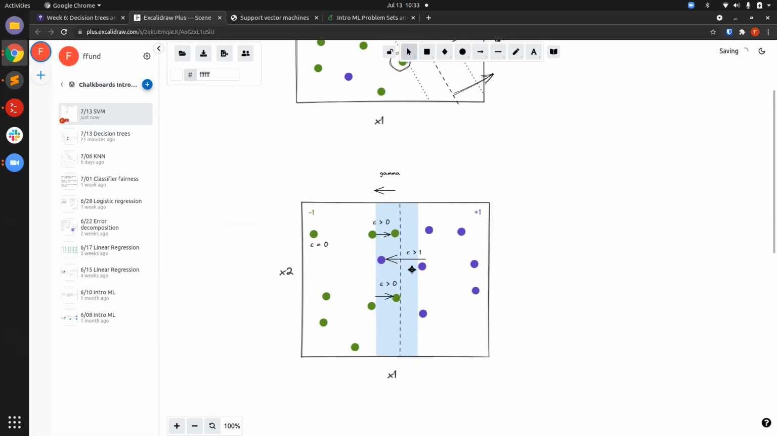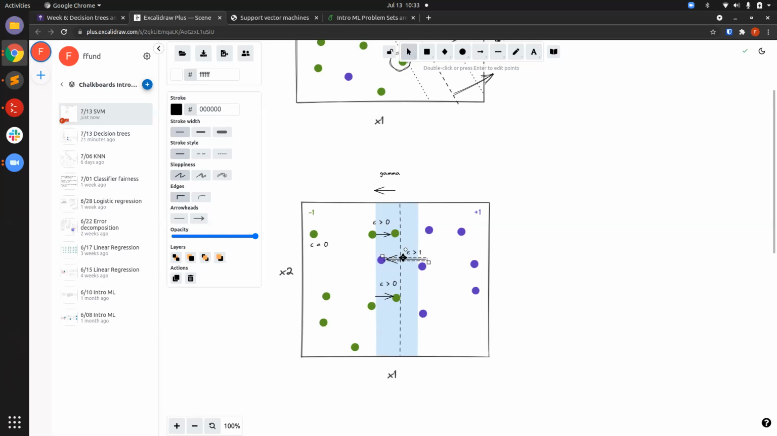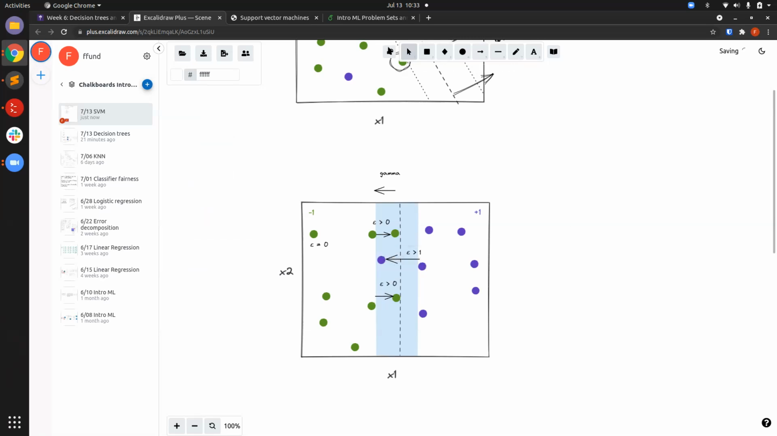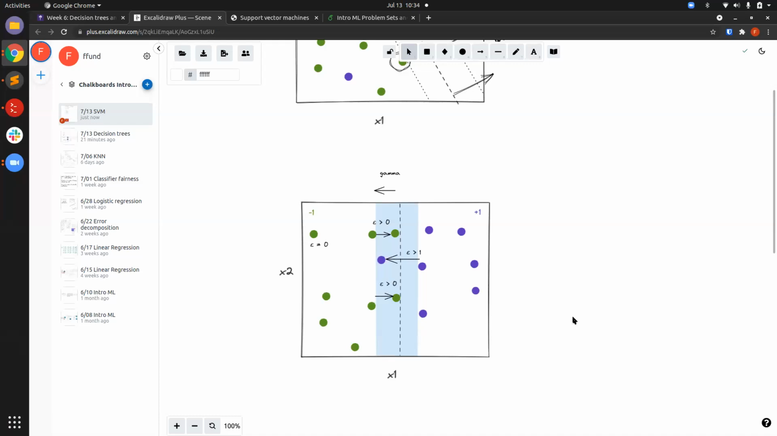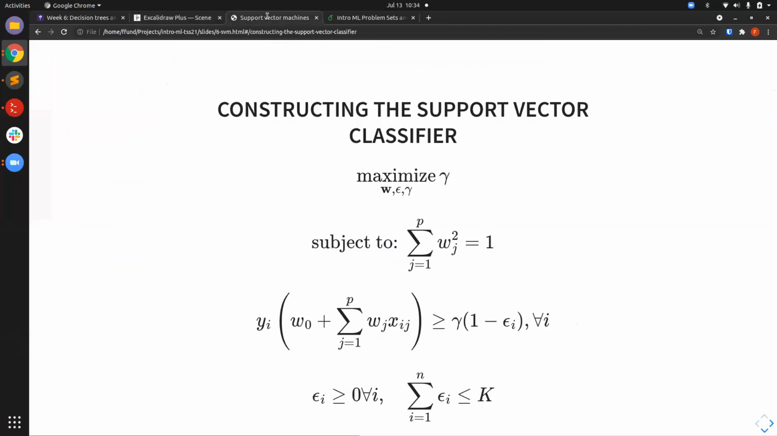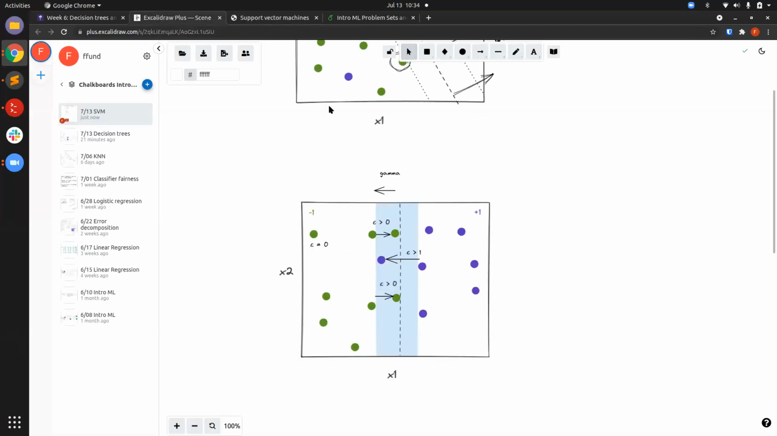So for this point, this quantity ends up being that this point is more than gamma away from the edge of the margin, and it's actually on the wrong side of the hyperplane. So we have these epsilon i's where the greater the epsilon i, the farther away the point is from the edge of the margin, but in the wrong direction.